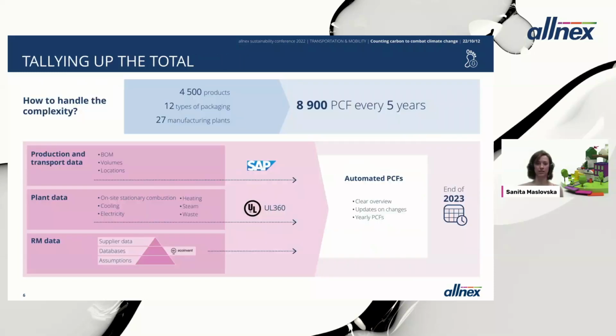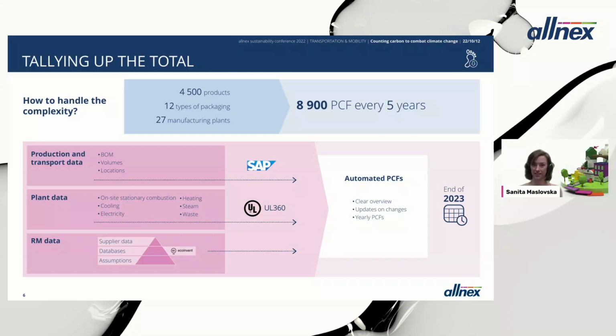And by now you see that calculating the carbon footprint really is a complex thing, without even going into more detail, and that it requires a lot of data management. And we are also not a very simple company. We have quite a broad product portfolio. We have over 4,500 products, and we offer them in 12 different packagings, and we produce them in 27 different sites. So that amounts to about 8,900 individual product carbon footprints.